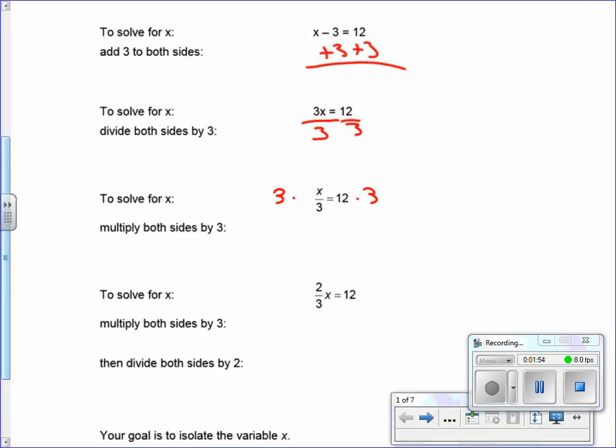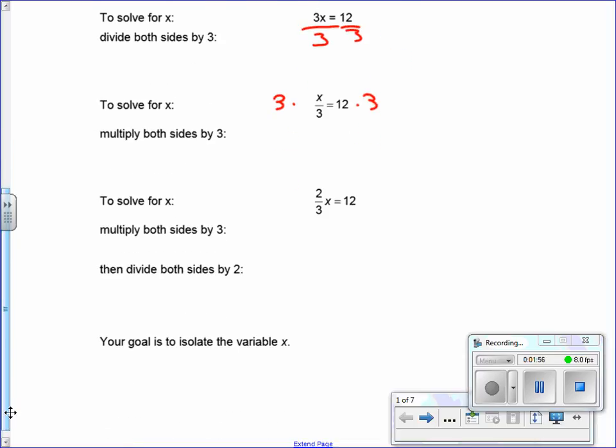Okay, on this very last one here, I want to show you 2 different ways that you could do this. One way requires you to do it in 2 steps. So you multiply both sides by 3, and the 3's cancel, and I get 2x equals 36, because 12 times 3 is 36. And then as a second step, I divide both sides by 2. So it's just making that a 2-step process. That's one way to work it.